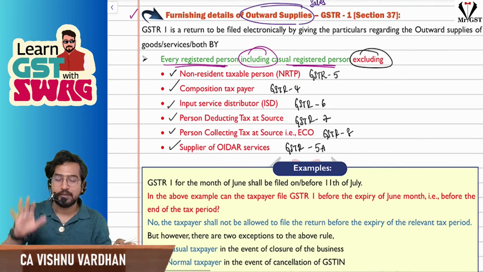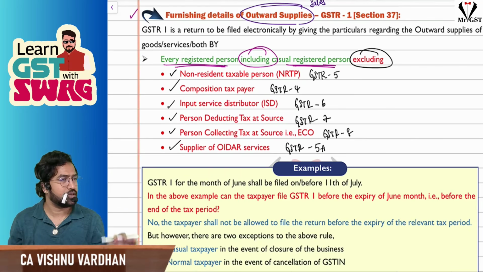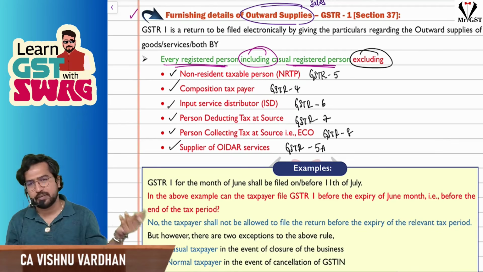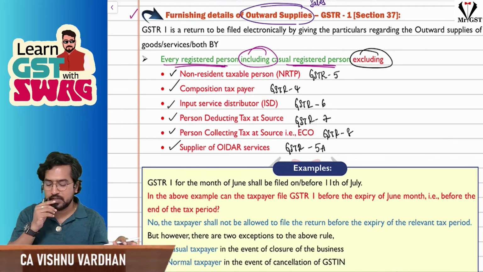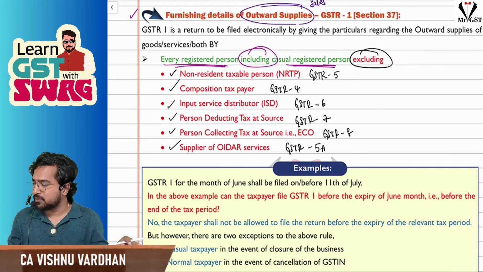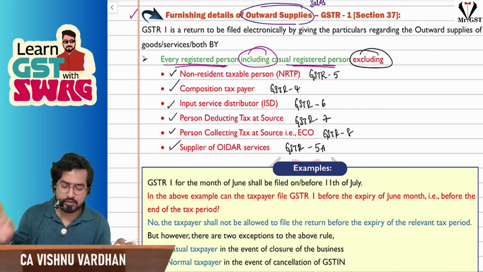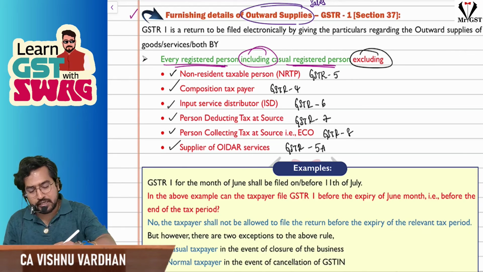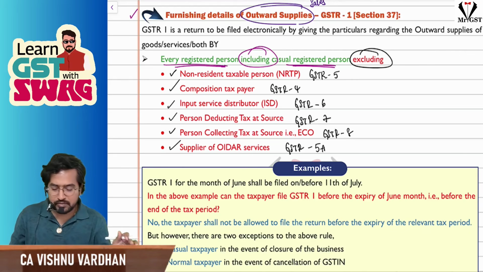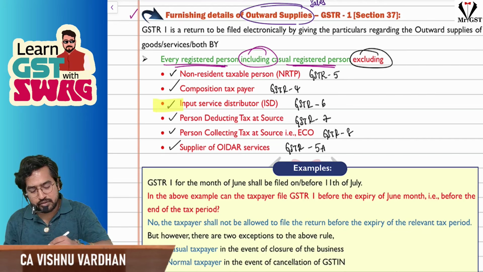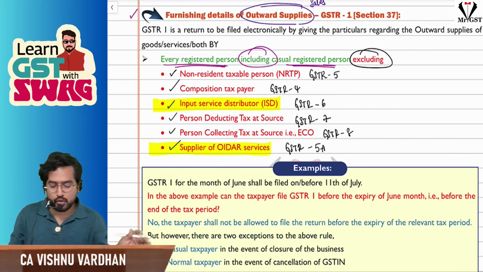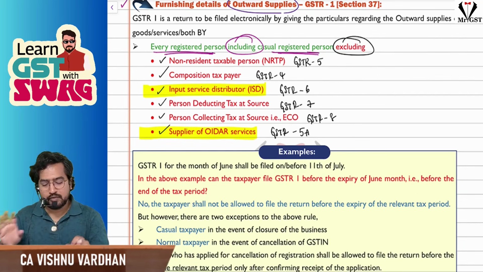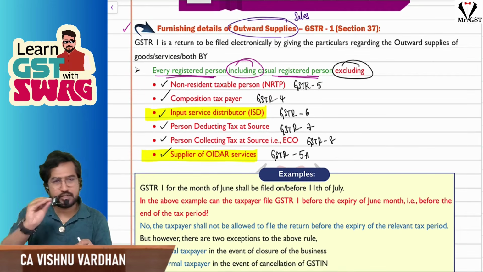So these people, I repeat, every person should file GSTR 1, including casual taxable person. But these fellows need not file GSTR 1 because they have separate returns. Non-resident taxable person will file GSTR 5. Composition taxpayer has to file GSTR 4. Input service distributor, person deducting tax at source, collecting tax at source, OIDAR services. These are only in CA Final. Now coming to the point. So first, GSTR 1 we have clarity already.